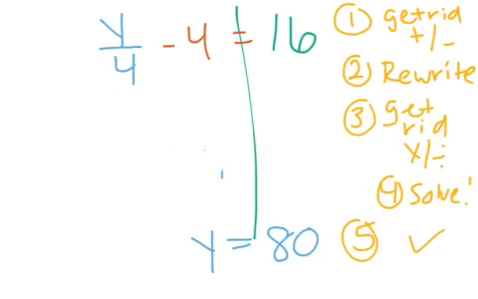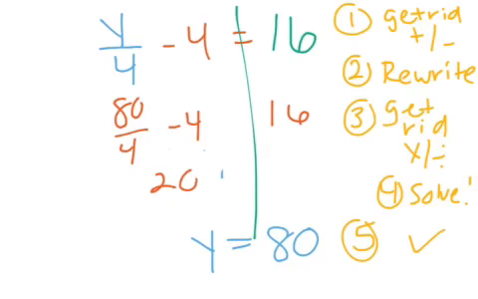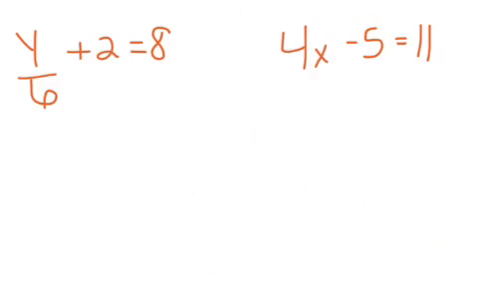My fifth step would be my check. So I fill in 80 for y, 80 divided by 4 minus 4, to see if that will equal 16. 80 divided by 4 is 20, minus 4 is 16. So 16 equals 16. It checks. Go ahead and try these example problems on your own. Pause the video and press play when you're ready to check your work.